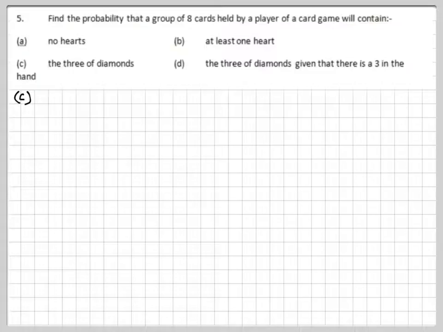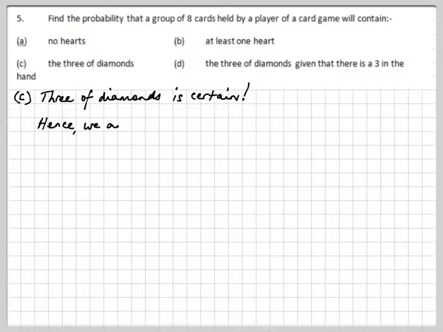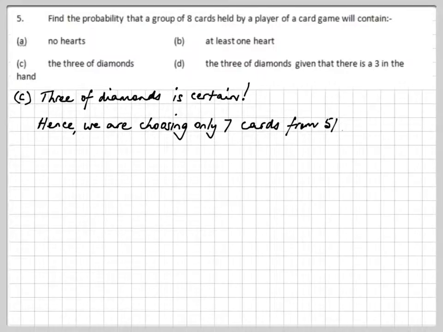Well, I think we've got to work out the number of ways we can contain the 3 of diamonds divided by the total number of ways of getting anything. So if the three of diamonds is absolutely certain, then we've only got 51 cards available for all the vagaries of combinations of things in our hand. And we've really only got 7 spots left in our hand because the three of diamonds is definitely there. So we're going to choose 7 cards from 51 for the three of diamonds scenario.